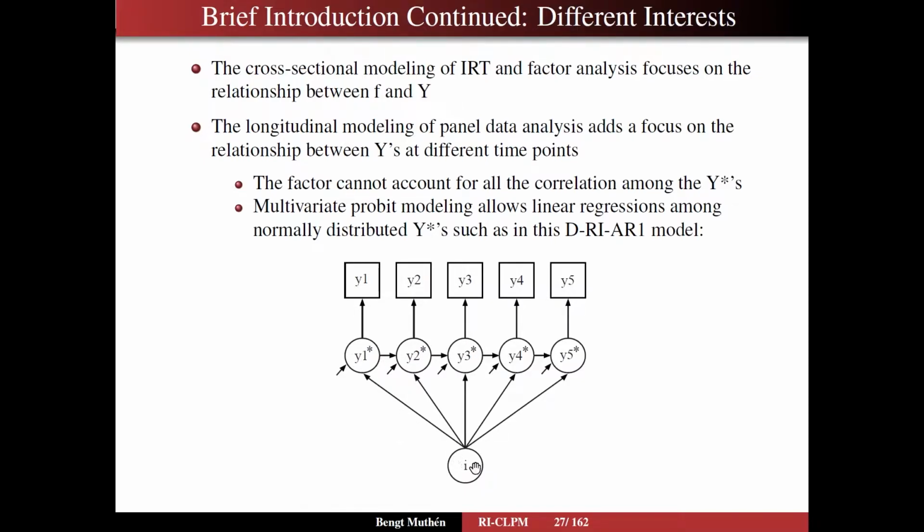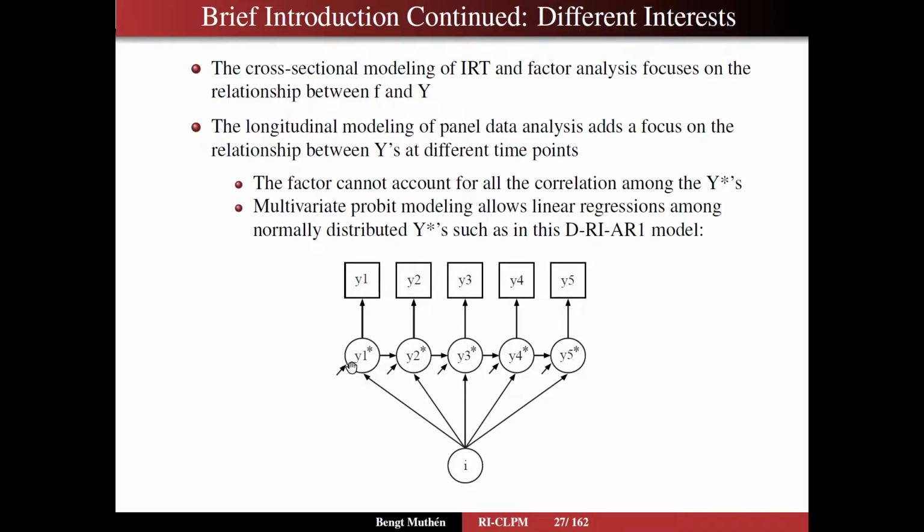So even conditional on the factor I here, the random intercept in this case, Y1 and Y2 are not independent, but they are correlated because the Y stars are correlated. So you have an auto-regressive correlation here. Now, once you've formulated the model in terms of continuous latent response variables Y star, you're getting into multivariate probit modeling, which allows linear regressions among these Y stars. So linear regression in the customary fashion, albeit among continuous latent variables.